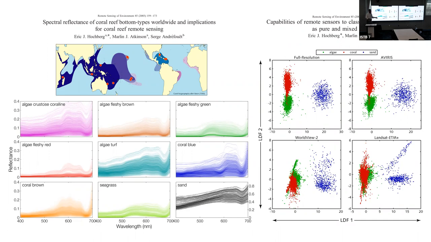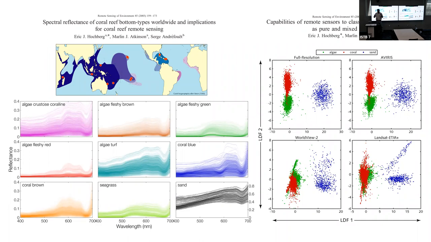One of the analyses I did was I simplified all of this into three groups, coral, algae, and sand. And I said, can you tell them apart around the world? This is what NASA wanted to know, right? If you have the full resolution data where you can see all the wiggles, it does a great job separating three groups. If you use the sensor called AVIRIS, which is by JPL, it's lower resolution, it samples every 10 nanometers, which is still pretty good. It does a really good job separating the groups.